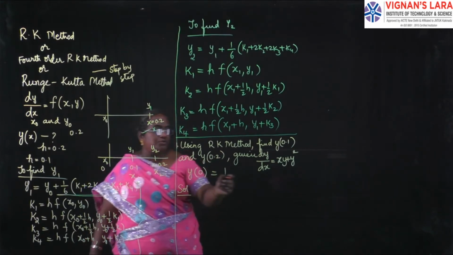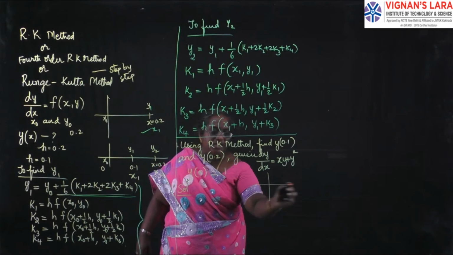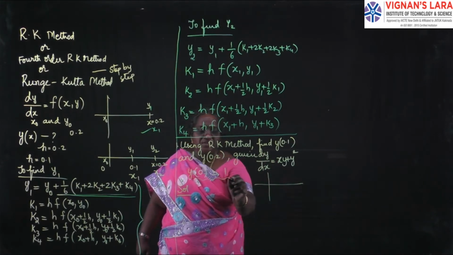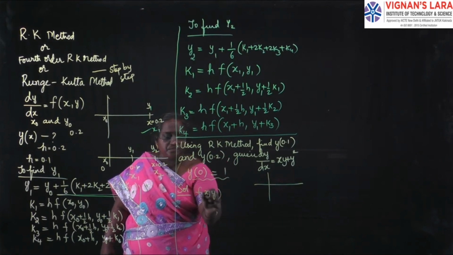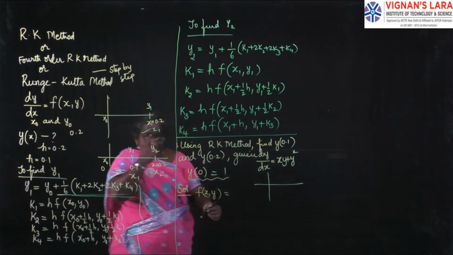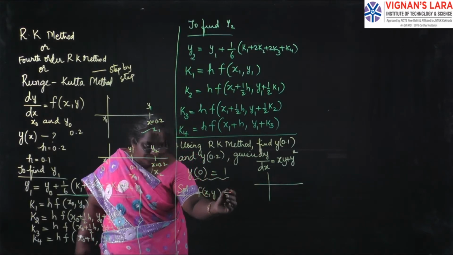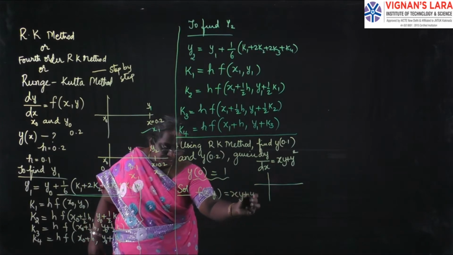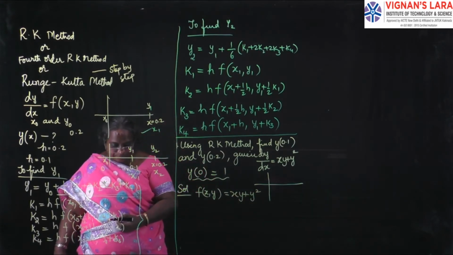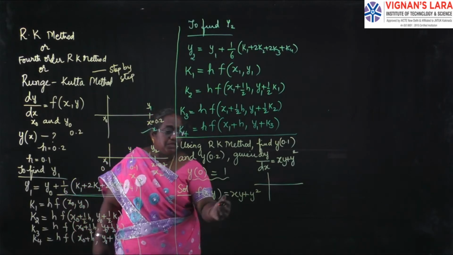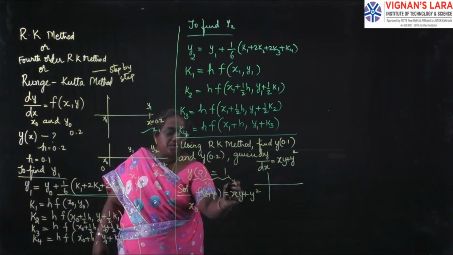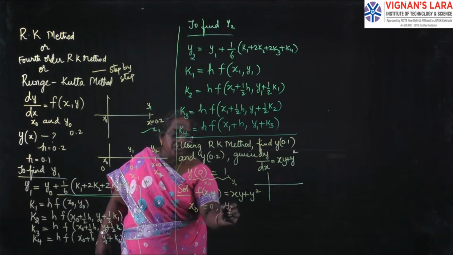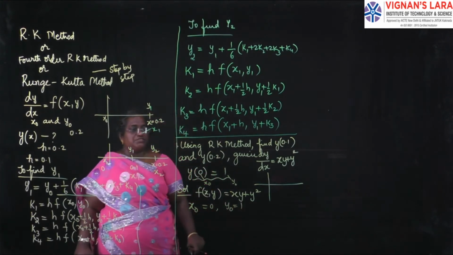Now first you have to know what is h value. What is the meaning of this? Means initially we have to write our f of x y is equal to whatever is dy by dx, that is our f of x y plus y square. Next, y of 0 is equal to 1. This is x naught, this is y naught. X naught is 0, y naught is 1. This is the basic information which we need.